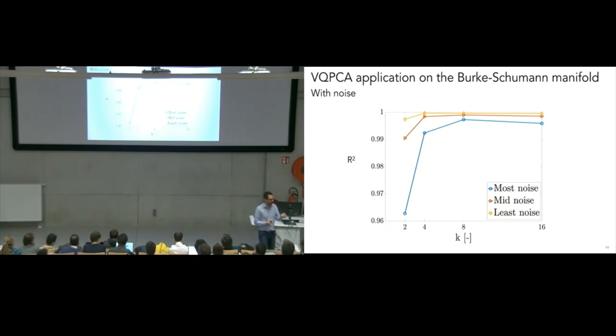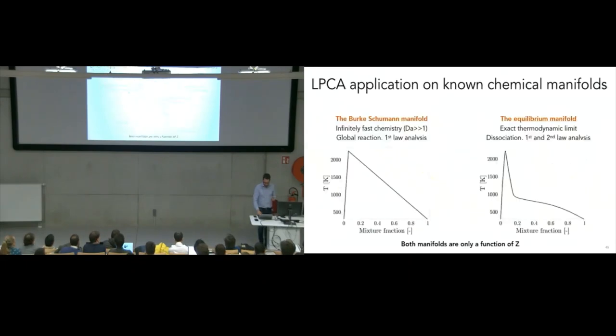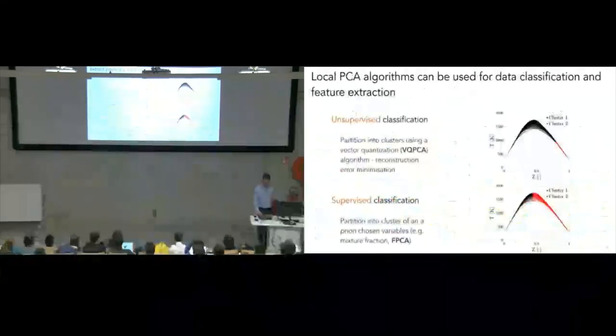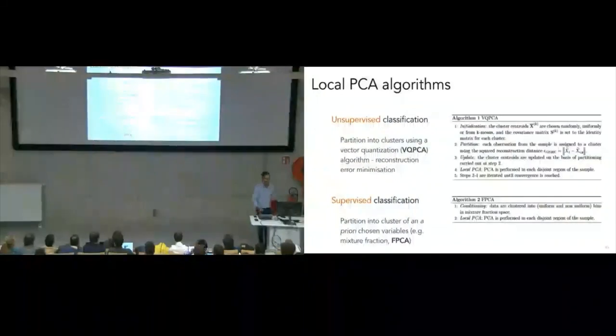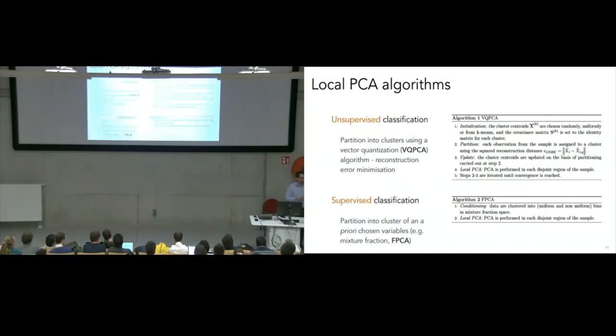Yeah? Could you explain how you go to the distances in the previous case? Maybe you missed this part. Yeah. Let's go back. I compute the projection. So the error, the difference between the original data and its low-dimensional projection. Okay?